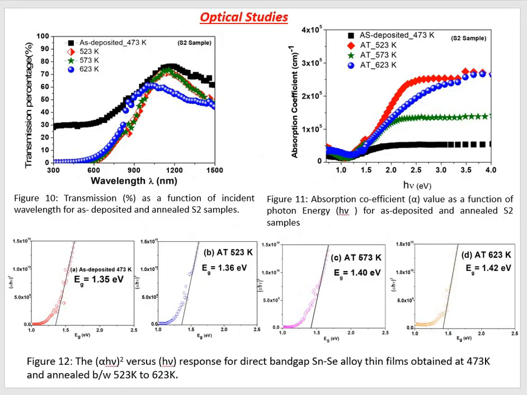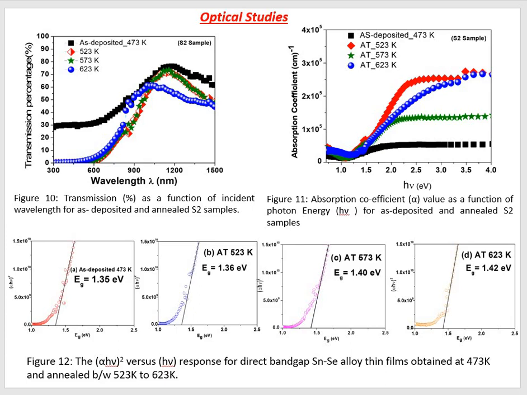Optical studies were also carried out, and figure 10 shows transmission percentage as a function of incident wavelength for as deposited and annealed S2 samples. It is clear that as deposited as well as annealed films show low transmittance values up to wavelength region lower than 600 nanometer, which lies in the visible region, and maximum in the NIR region. Figure 11 shows absorption coefficient alpha values as a function of photon energy for as deposited and annealed S2 samples.